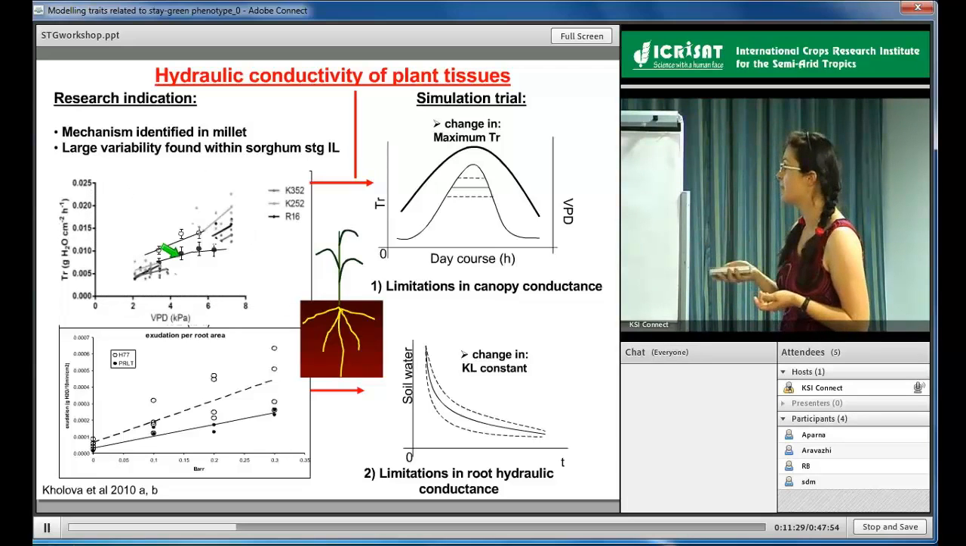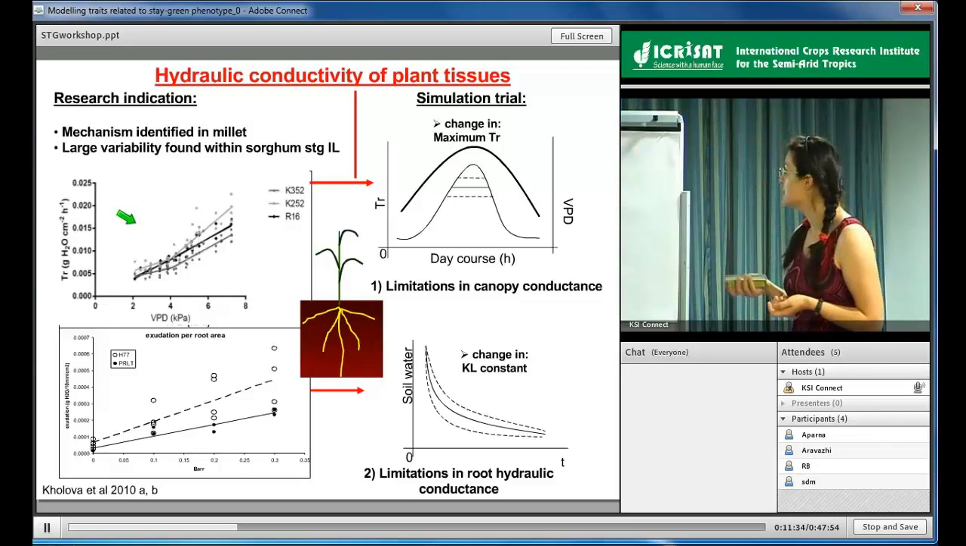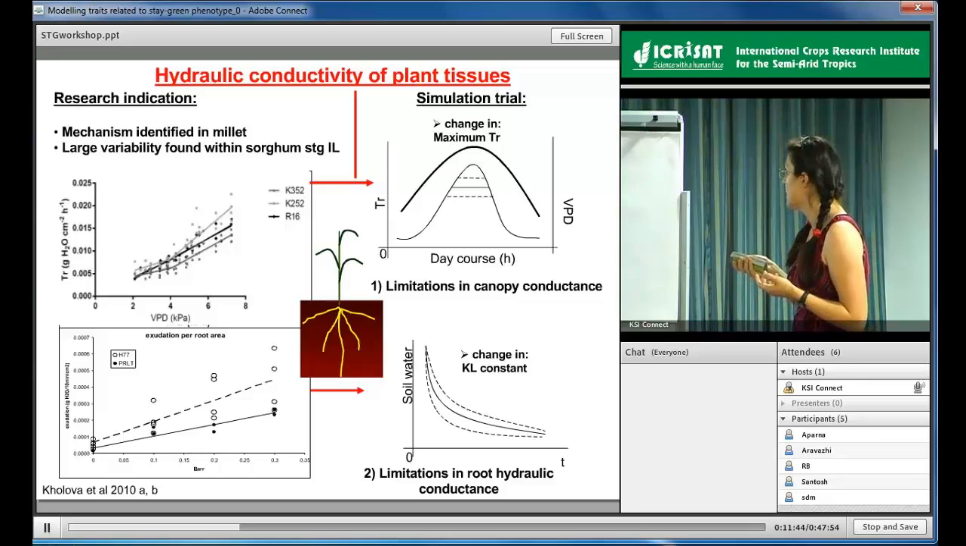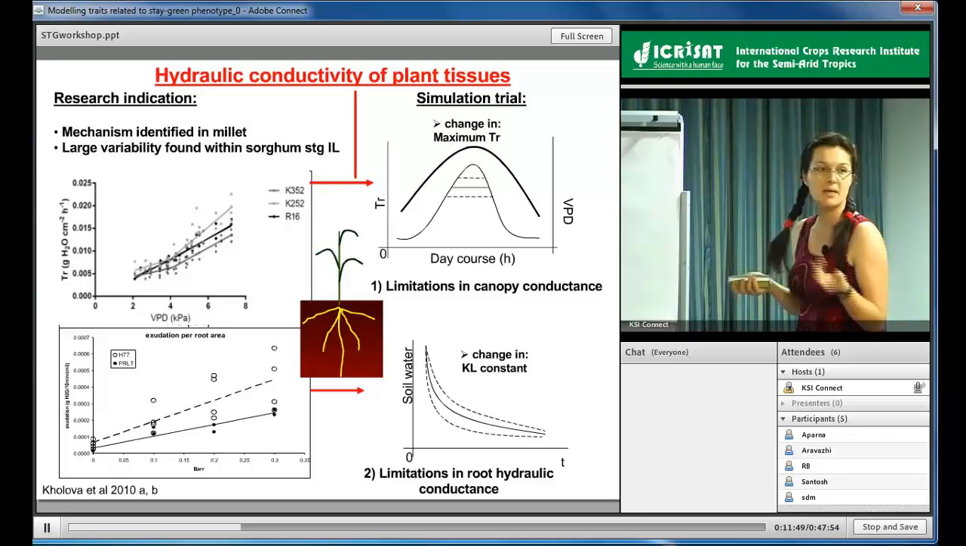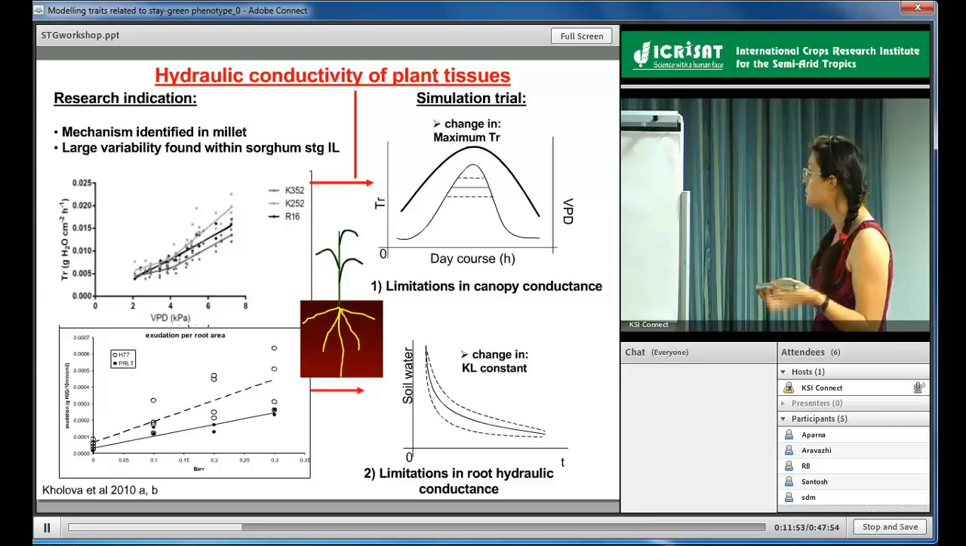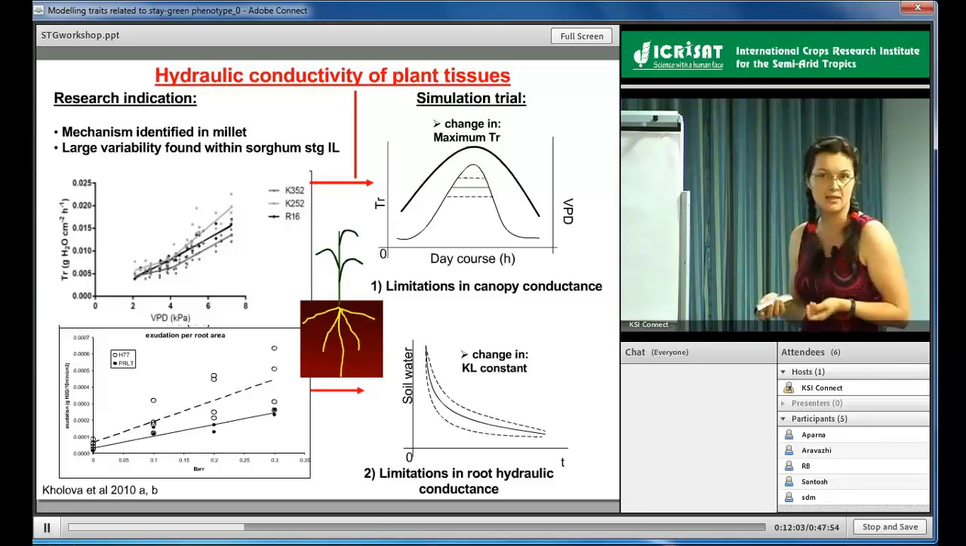So this is the variability within our sorghum stay green isolines. Upstream provides us with certain coefficients which can reproduce and reflect these real observed traits. In one way, we can mimic this mechanism by imposing a limitation on maximum transpiration in the APSIM model. In another way, we can get close to simulating this phenomenon when we limit the root hydraulic conductivity with the KL constant in APSIM.